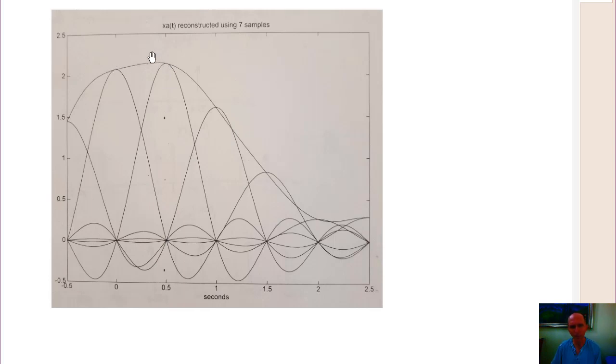And so at these points, we know what the original signal was, and so we need the reconstructed signal to go through those points. What we're trying to determine is, between those 2 samples, what the original signal was. And so we use the sum of all these sinc functions to try to reconstruct the signal.